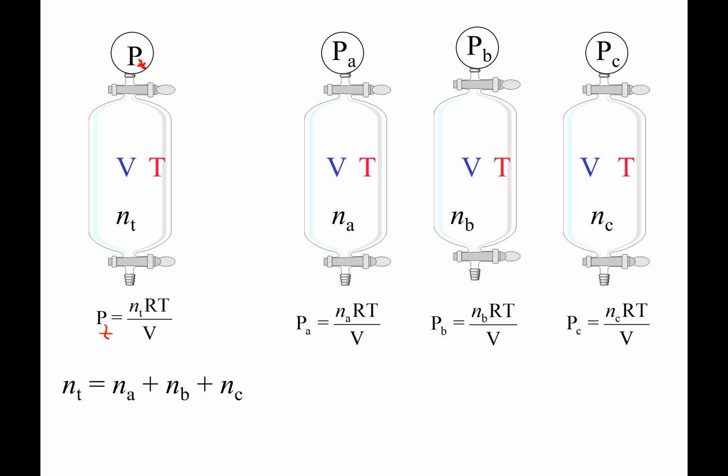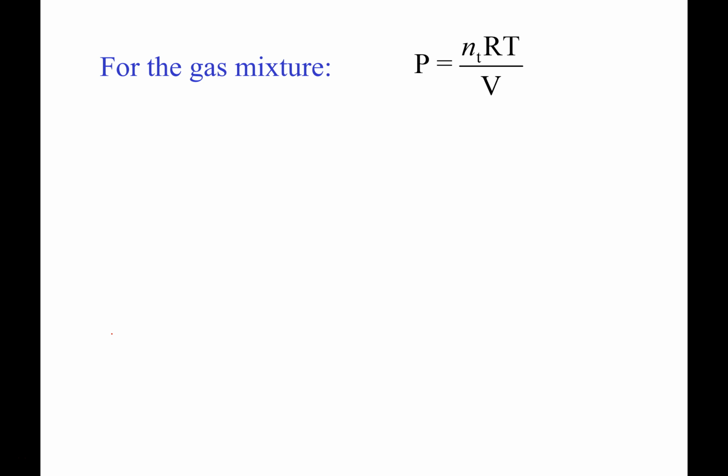Okay, it's kind of a picture sort of thing. So again, the total pressure when we combine A, B, and C together is equal to the total number of moles times R times T divided by V.